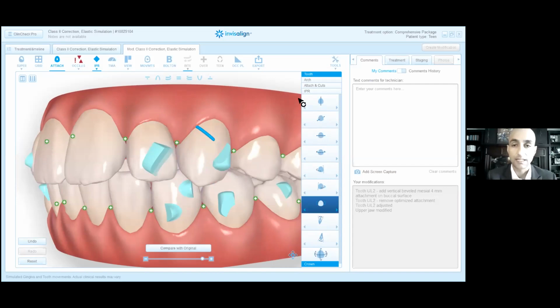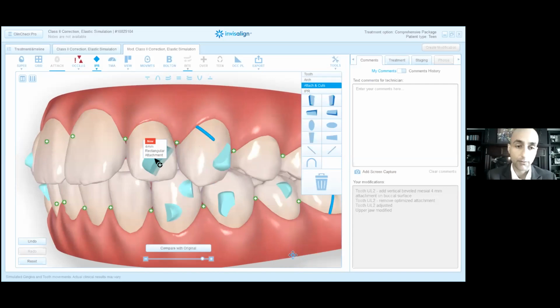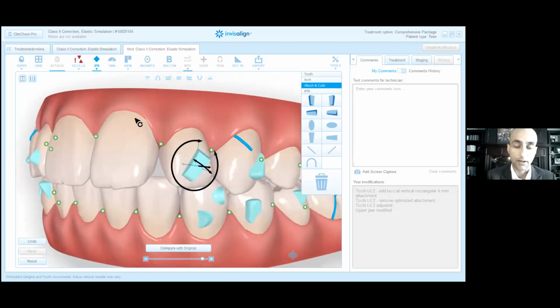If I took this attachment, let's say, and maybe I removed the bevel from it, now I have two flat surfaces to push on here and here to get that moment around the root apex.